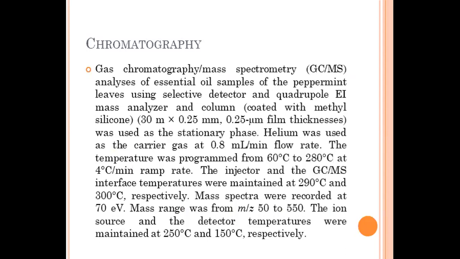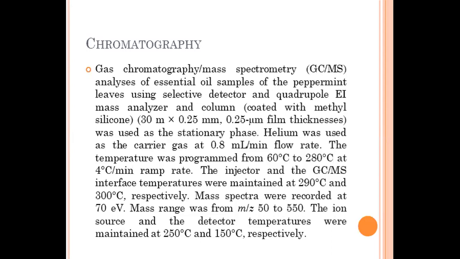and mass spectroscopy. Analysis of the essential oil sample preparation uses a selective detector and a quadrupole EI mass analyzer, and columns coated with methyl silicone, with a thickness of about 30 m by 0.25 mm, used as the stationary phase. Helium is used as the mobile phase, with a flow rate of 0.8 milliliter per minute.